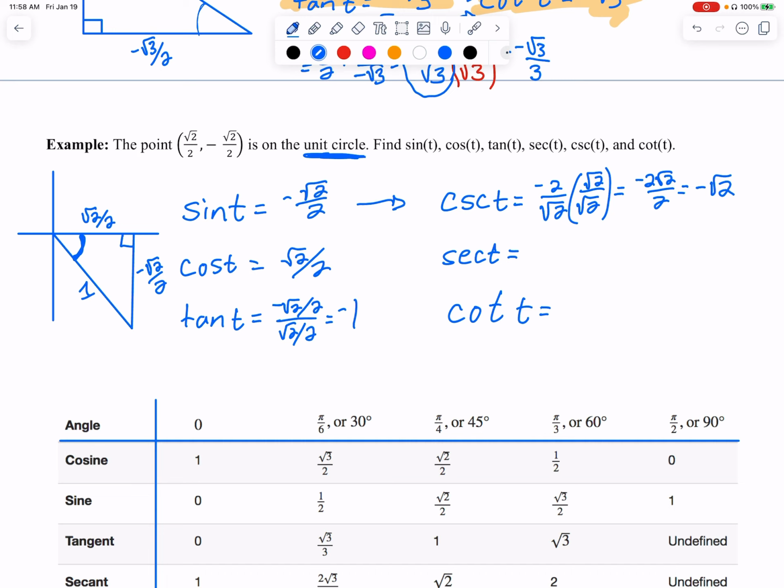All right, so that's why we rationalize, because that's a lot easier to work with, negative rad 2, than negative 2 over rad 2. All right, secant goes with cosine.